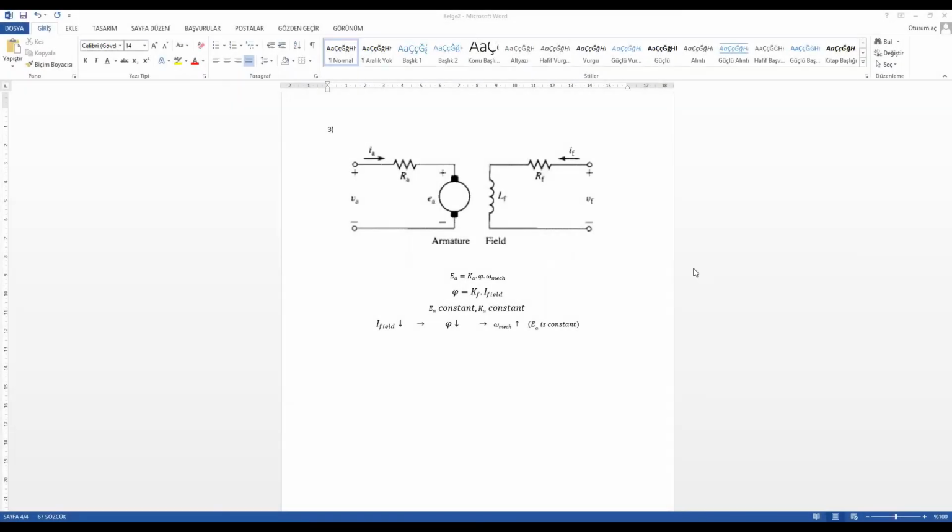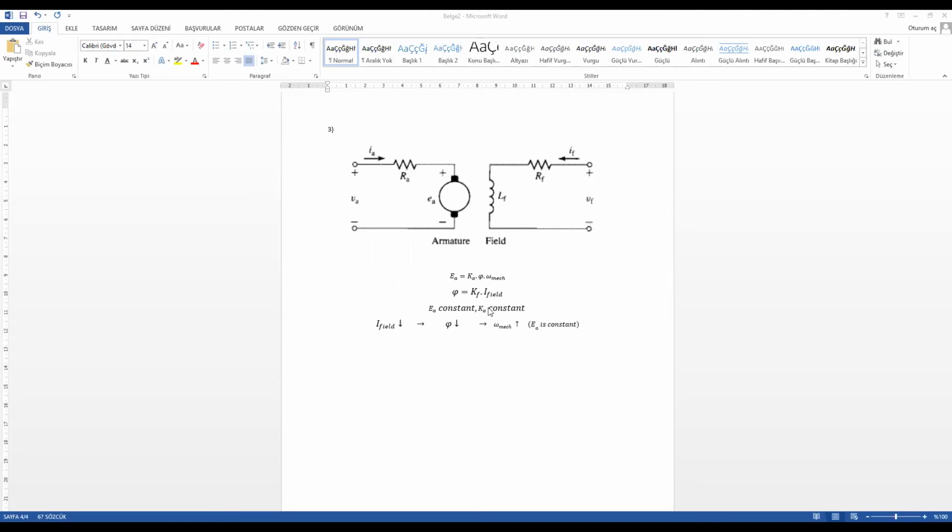If we look at the third question, when the field current decreases, the rotational speed increases. They have an inversely proportional relationship in this experiment. If we examine the back EMF formula, as you can see, we can see this relationship easily. In this experiment, we have constant back EMF EA and constant machine constant KA.